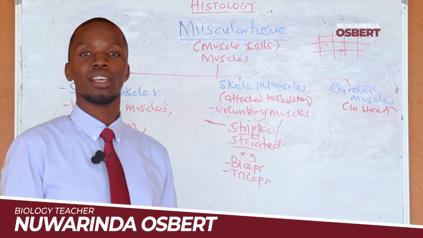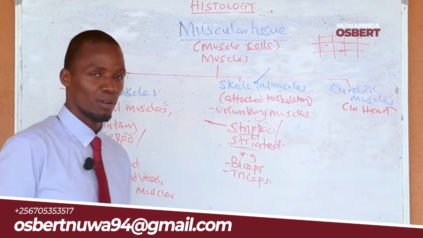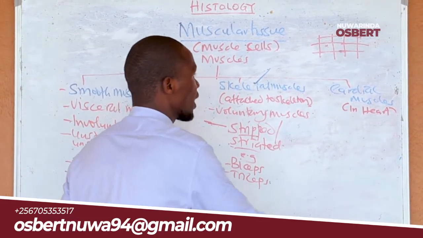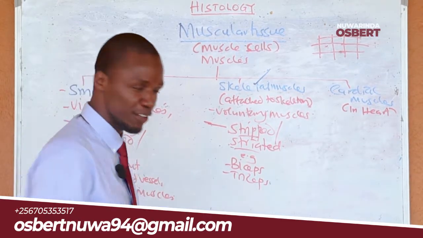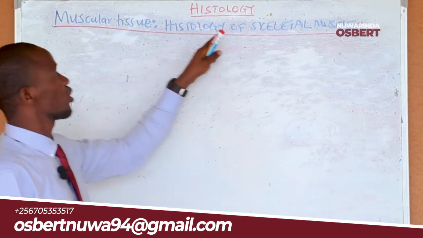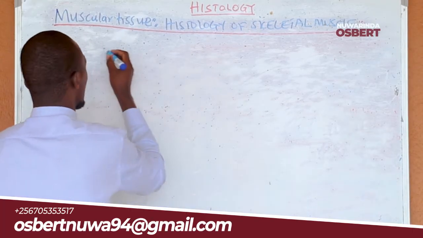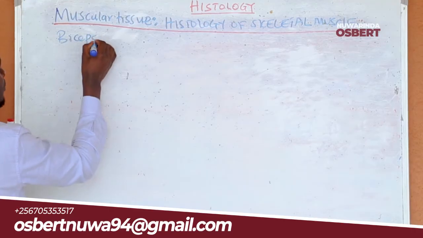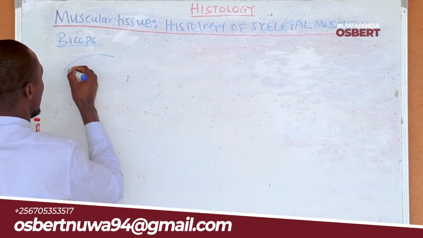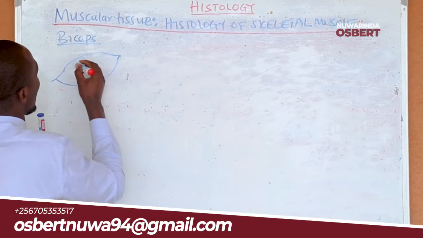Allow me to go further. In this case, I'm going to restrict myself to the skeletal muscle. We want to look at the histology of a skeletal muscle. A skeletal muscle is made up of, for example, if you look at a muscle like the biceps, inside it we have got bundles.